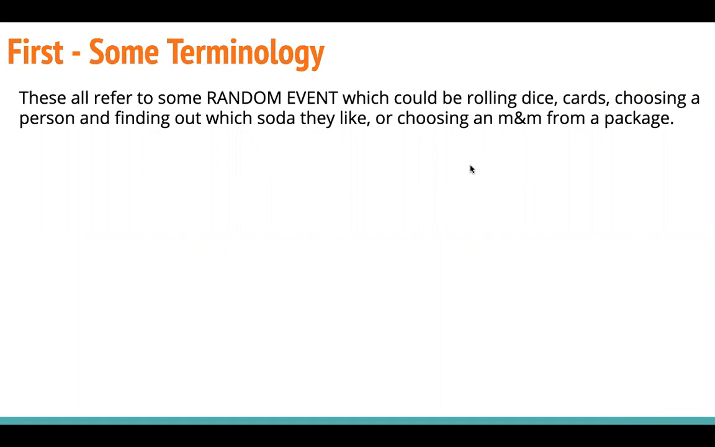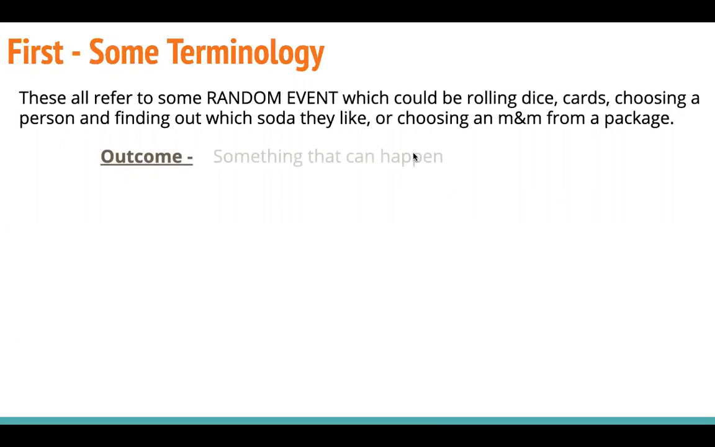These all refer to a random event, which can be something we traditionally accept as random, like rolling dice or choosing a card, but also can be more non-traditional things, like picking a person and finding out what soda they like, or choosing an M&M from a package. So those are just random events. We can really make it be anything.